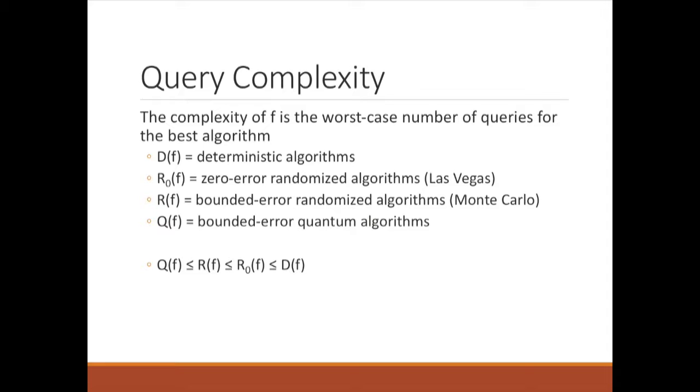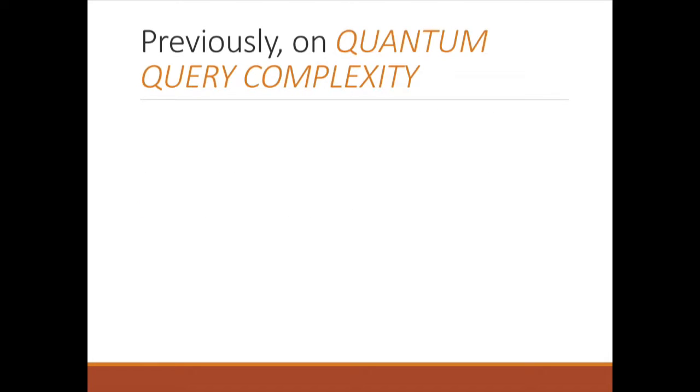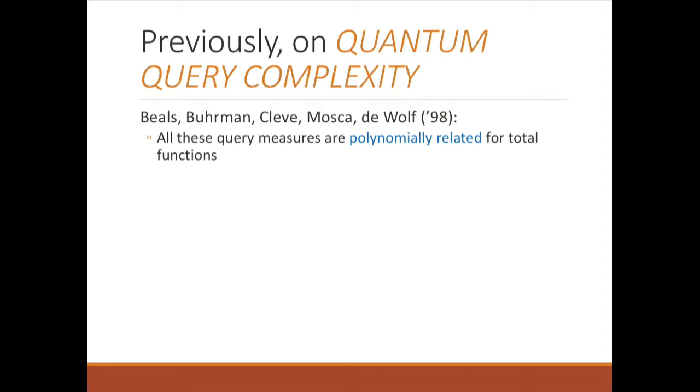OK, so let's just summarize a bit of previous known results. One of the fundamental results is the Beals et al. result from '98, which says all of the query measures I defined on the last slide are polynomially related to each other for total functions f. So this means just for normal functions f, all of these measures are the same up to polynomial factors.